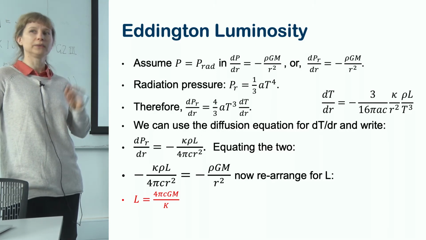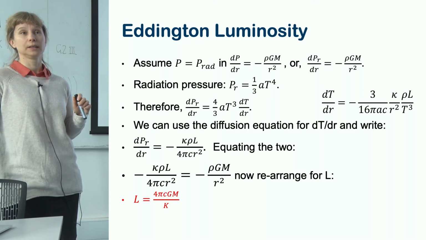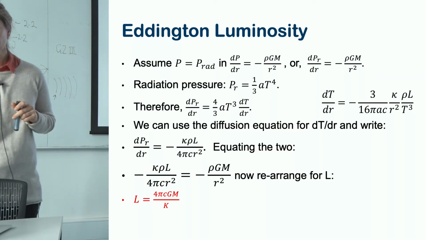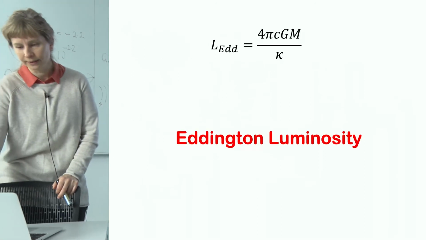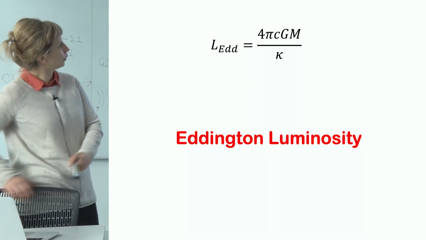Yep. But this is the extreme case. It's like an idealized case. And this is also the case that breaks hydrostatic equilibrium. That's why it's an interesting case. And you'll often hear people talk about this, which is actually called the Eddington luminosity. So it is a kappa on the bottom.